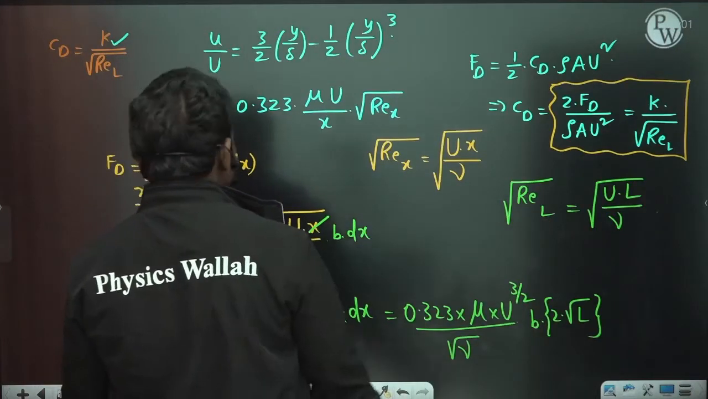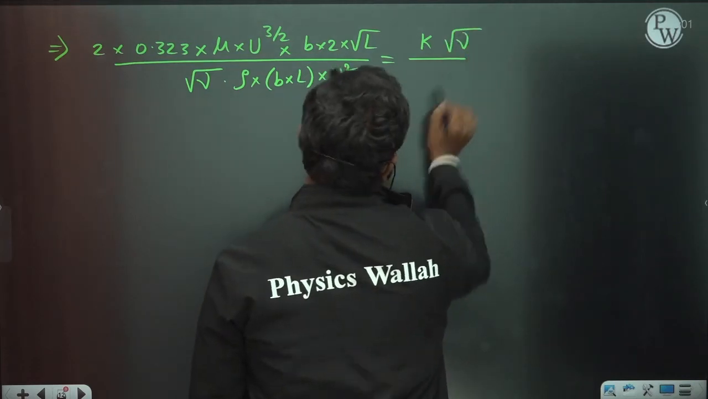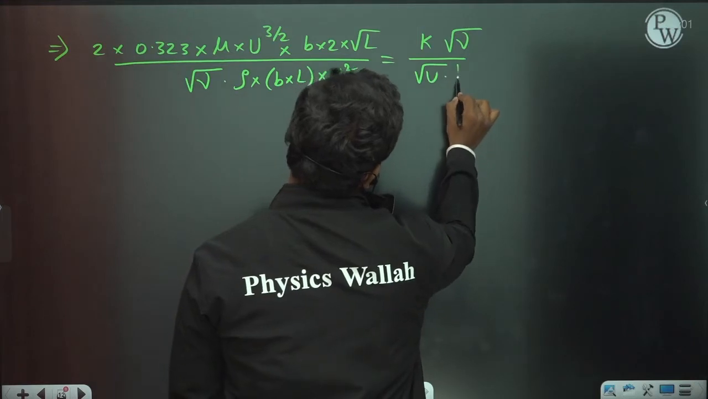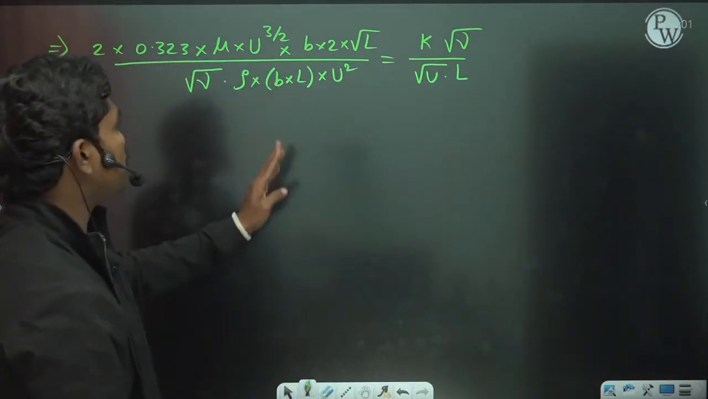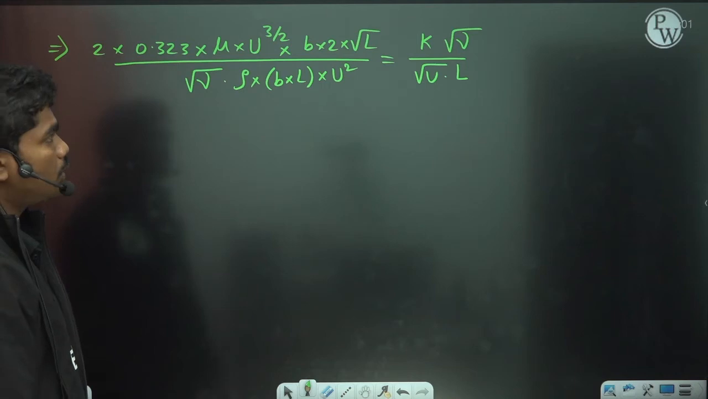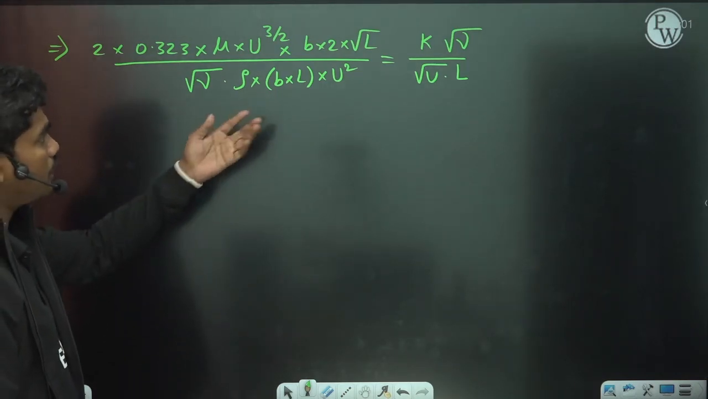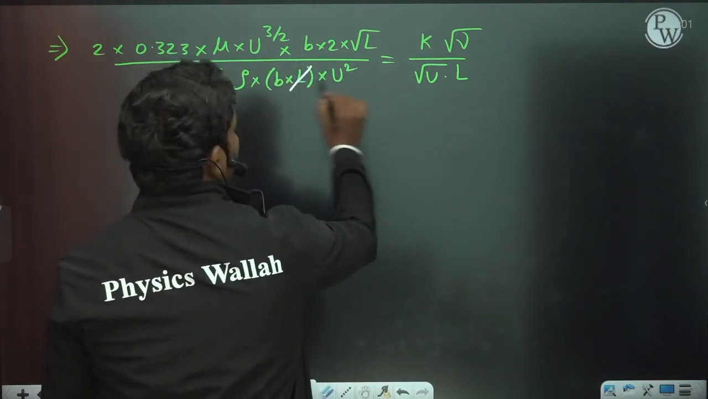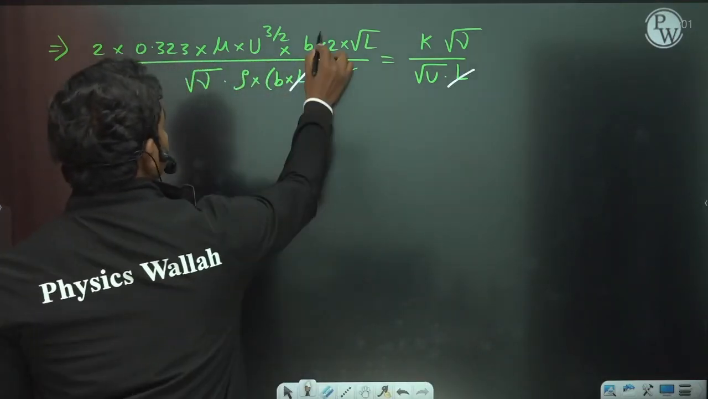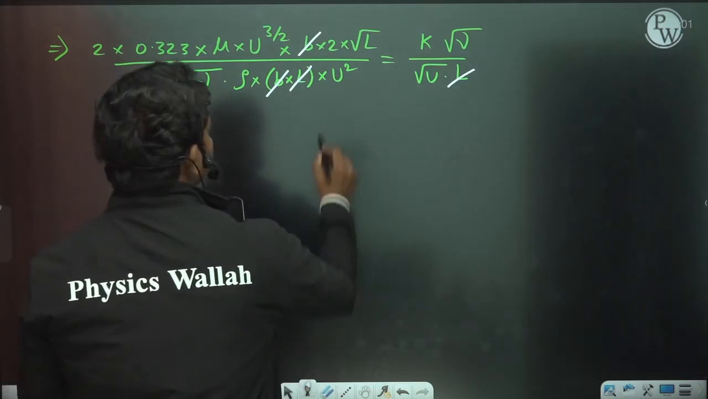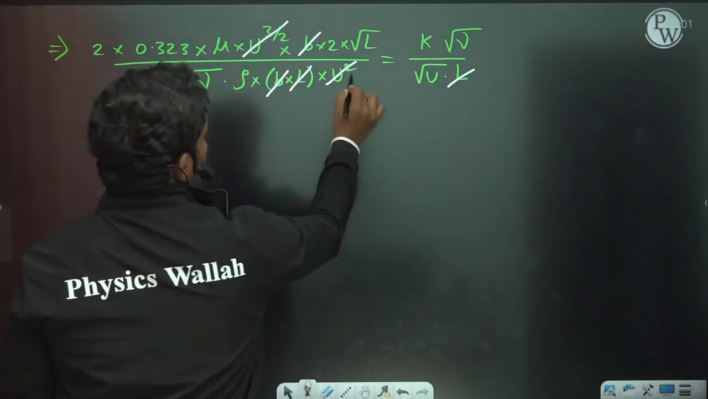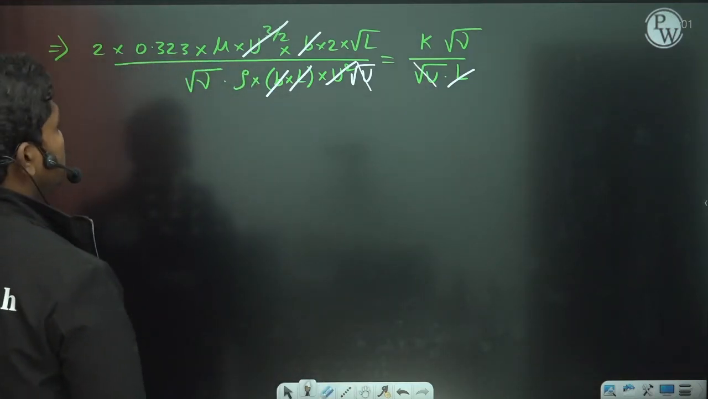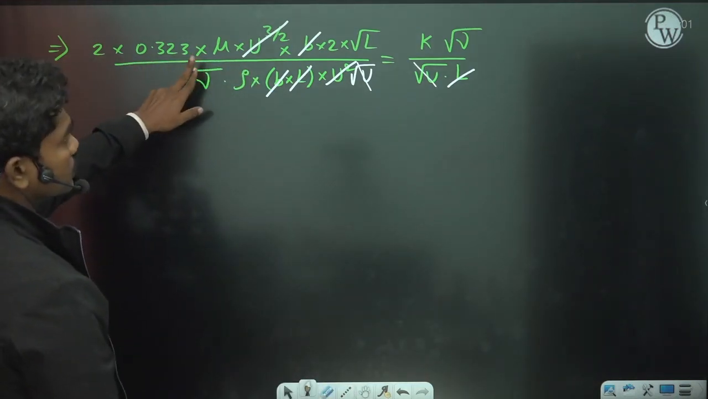So if you divide this with, we have square root of nu times, what is there here, square root of u into L. So from this equation, if you cancel some common terms, then definitely you will end up with this k value. Let us see what is the k value here simply. This L and this L get cancelled, then b and b get cancelled here, then u power 3 by 2 over u square will leave a square root of u here, and the square root of u gets cancelled.